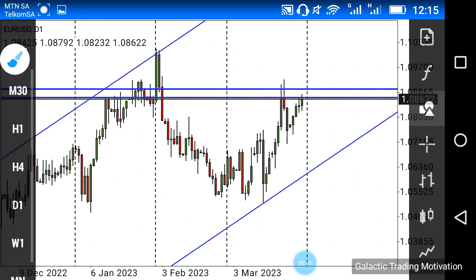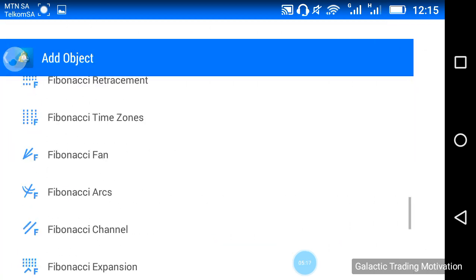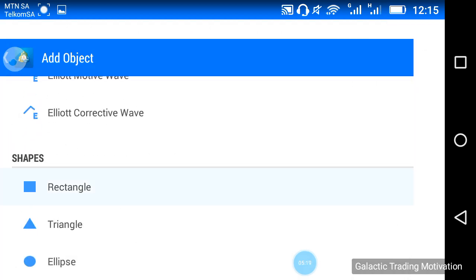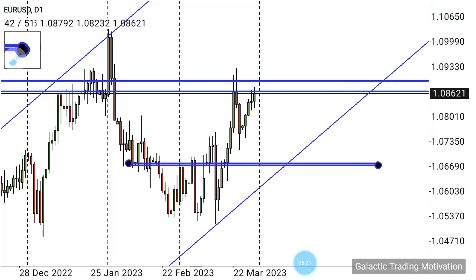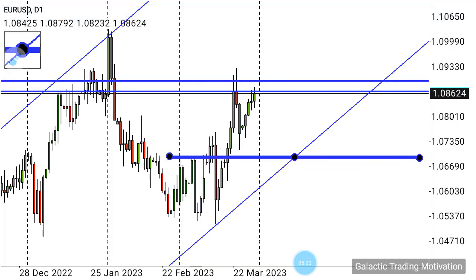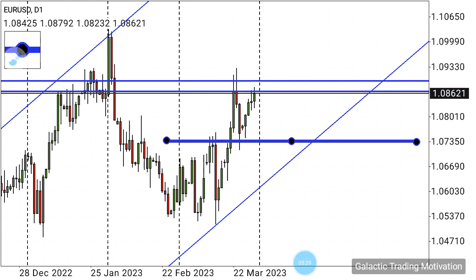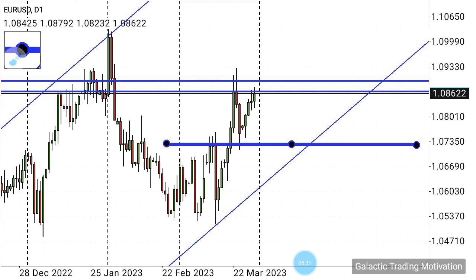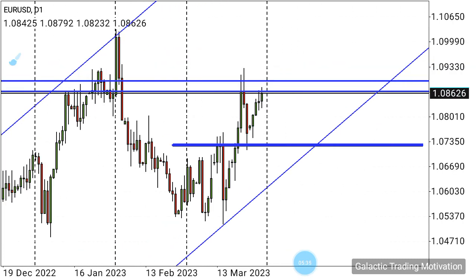So let me just actually add a neckline for the triple bottom, because it's also very much important, as it is now a very strong level of support, right? So we could say more or less that this is the neckline of the triple bottom, right? There we go. So what else do we see, guys, in regards to the daily chart?